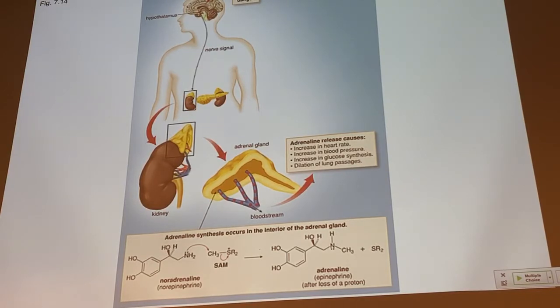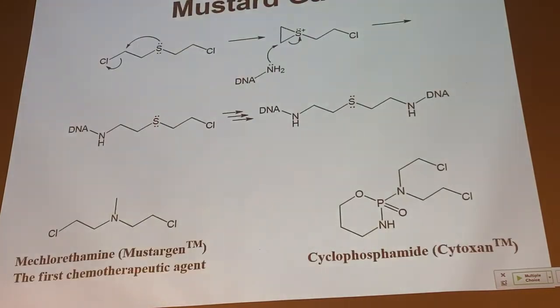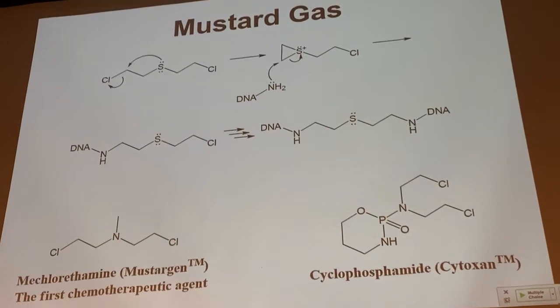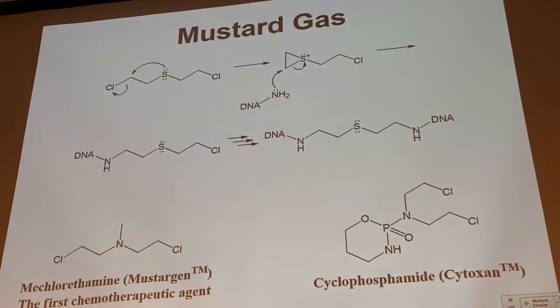So not all biological SN2 reactions are good. Here's a bad one that I'll show you. What does mustard gas do? What is it used for? Warfare. It's a chemical warfare agent. Fortunately, it's not used much anymore. Okay, yeah, it can attack the nervous system. It can attack everything, basically.